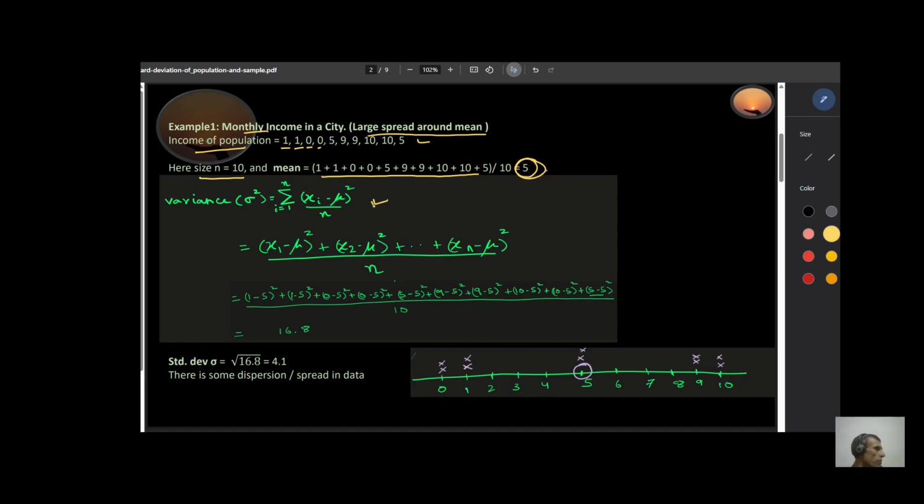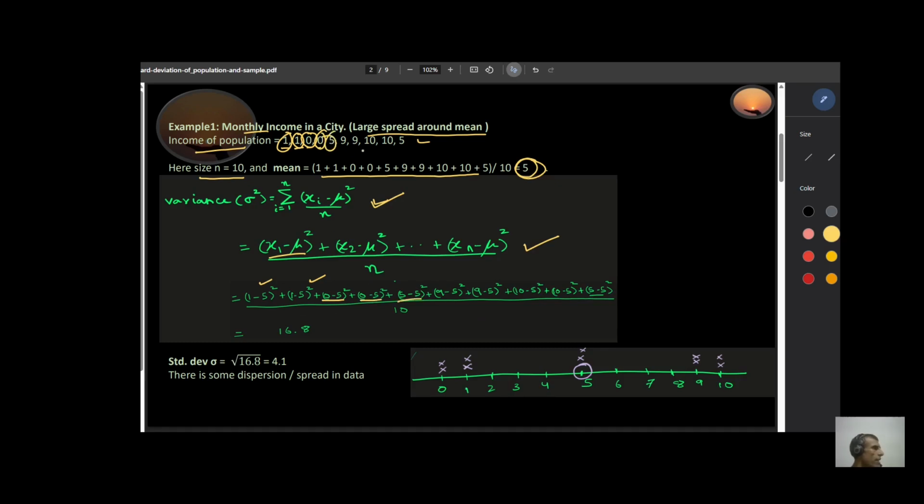So this is the formula I'm using. Basically, I expanded this formula, and then I'm putting in 1 minus 5 square, and 1 minus 5 square again, because your 1 is this one right there, and the second one is this one. Then your next number is 0, so it's going to become 0 minus 5 square. And then the next one is 0 again, so 0 minus 5 square, and 5 minus 5 square because of this.